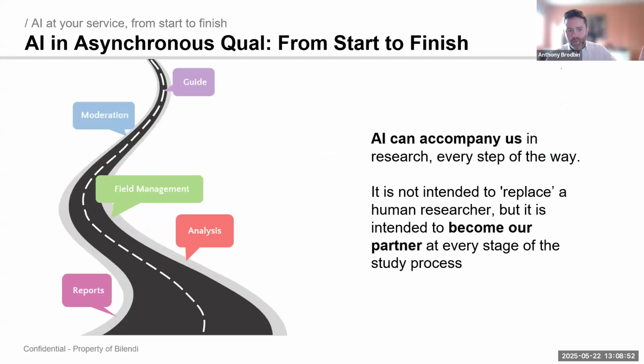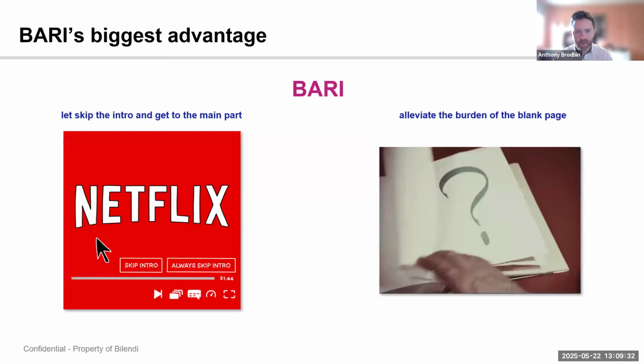But in general, what we've tried to do is create a workflow so that Barry can support you throughout the whole flow of a study. So that goes to developing a guide, scripting the study, moderating, field management, analysis, and reports. These are all different sections or phases of an asynchronous qual project, and Barry can help out throughout the whole journey down the road. It's not intended to replace the human researcher. It's there to be your partner and to support you and to allow you to do things quicker, more effectively, easier, all of those aspects just to support you in your project delivery.